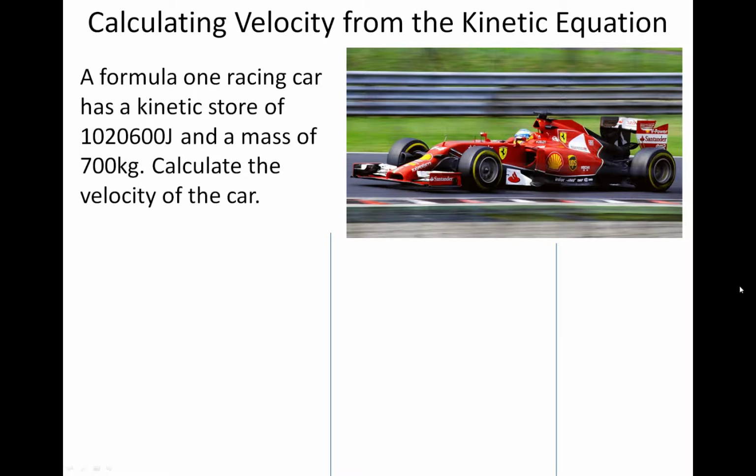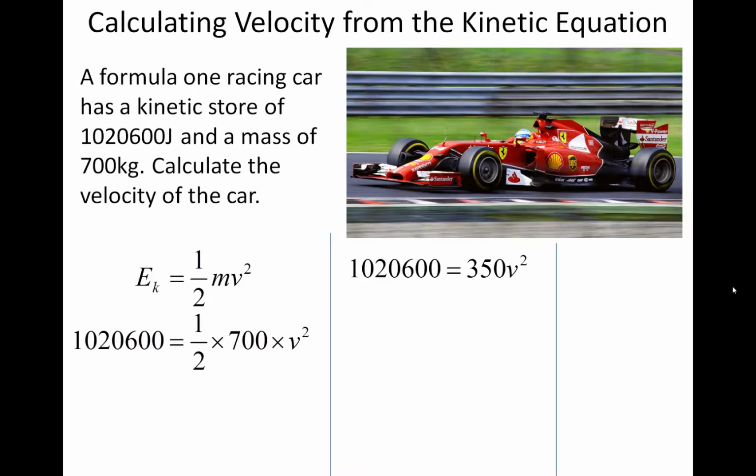Calculating velocity from the kinetic equation. So a Formula 1 car has a kinetic store of 1,020,600, which is just over 1 million joules, and a mass of 700 kilograms. Calculate the velocity of the car. So again, we write down our equation first, and then we substitute in the numbers. So E is replaced with 1,020,600, and m is replaced with 700. Now a half times 700 is 350, so we now end up with 1,020,600 equals 350 v squared.